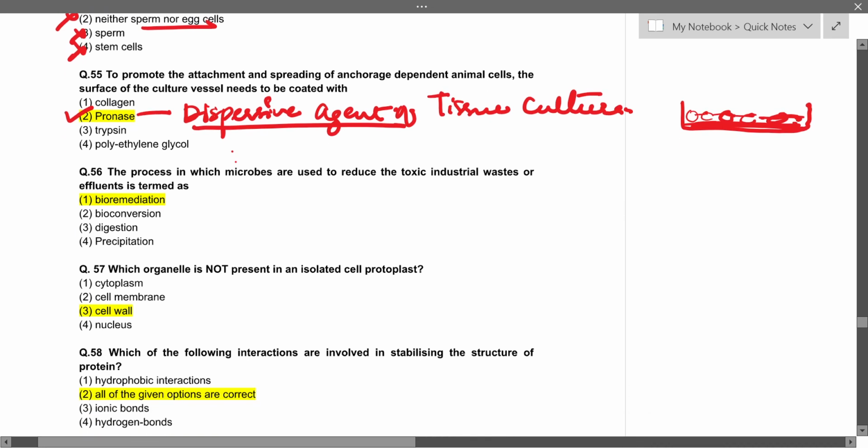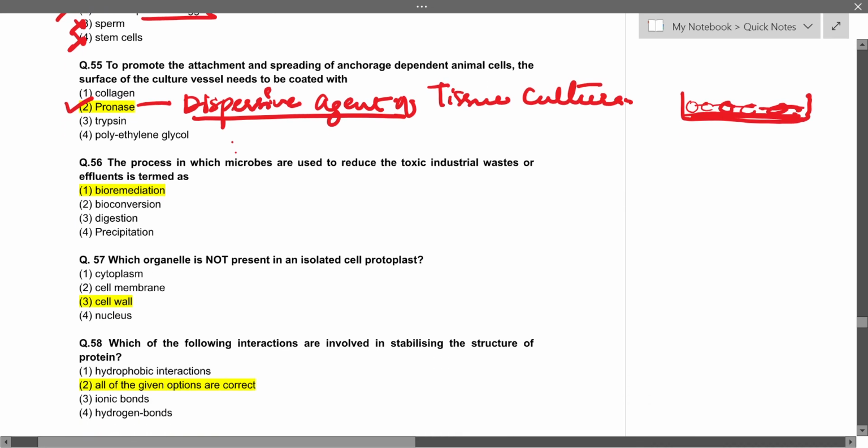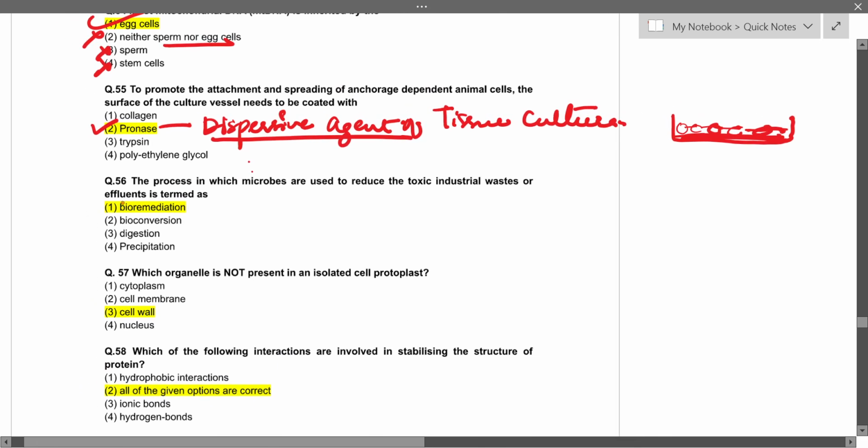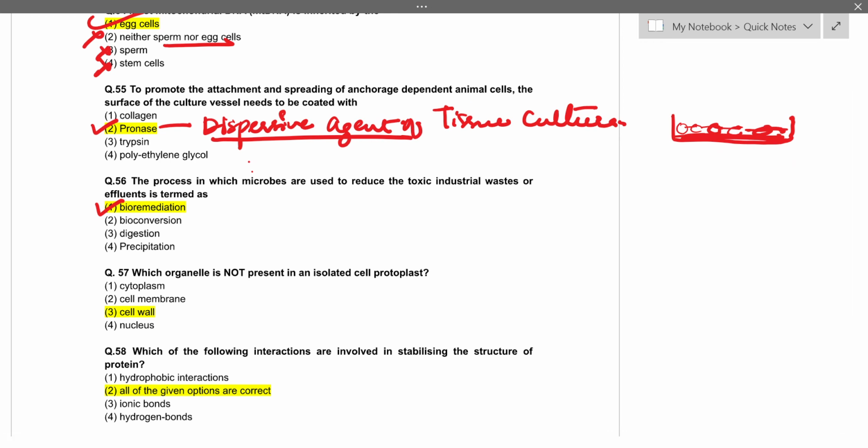The process in which microbes are used to reduce the toxic industrial waste or effluents is termed as. So the answer, this is a conceptual question again. This is known as bioremediation, in which the microbes are actually used to remove the pollutants from any waste, like soil, water, environment. So that process of removing the pollutants by using the microbes is known as bioremediation.